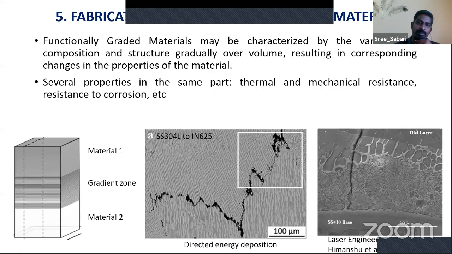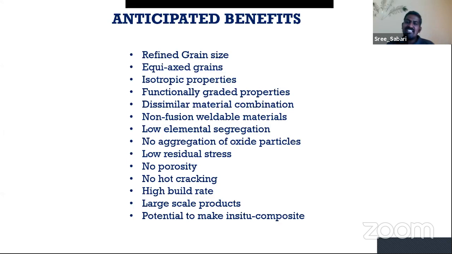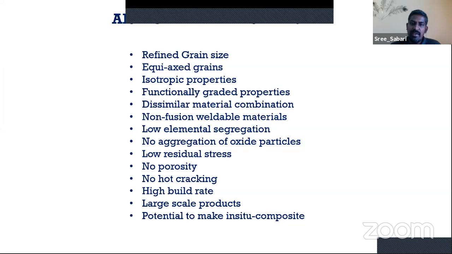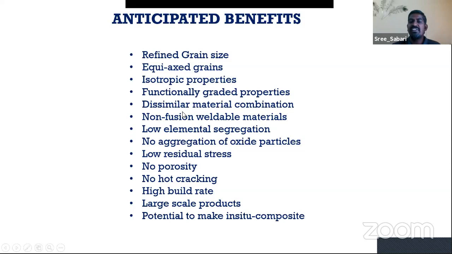Okay, so finally, the anticipated benefits. When you are using this process, what are the benefits we may get? The first one is refined grain size, which was discussed, and we may get equiaxed grains, so that you will get an isotropic property because of the equiaxed grains. You will get the same properties along different directions. Okay, and there is a possibility of doing functionally graded materials, and we can also join dissimilar material combinations.